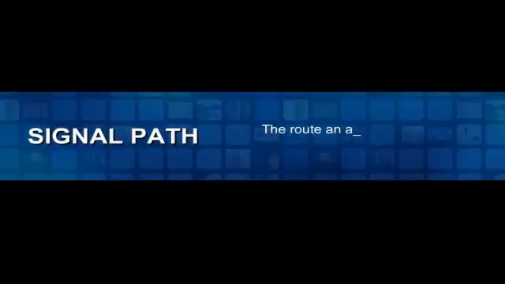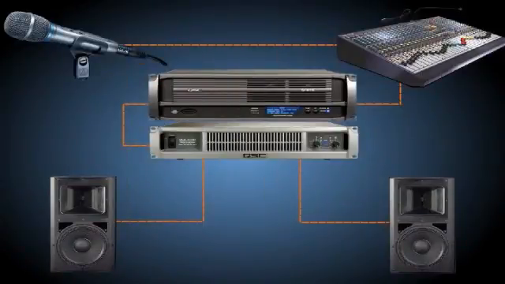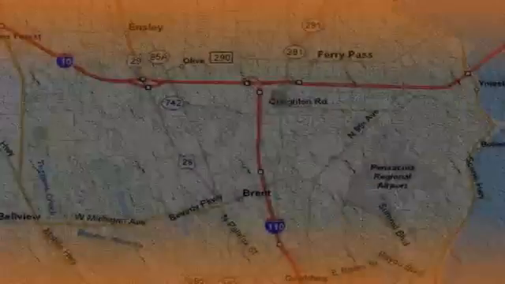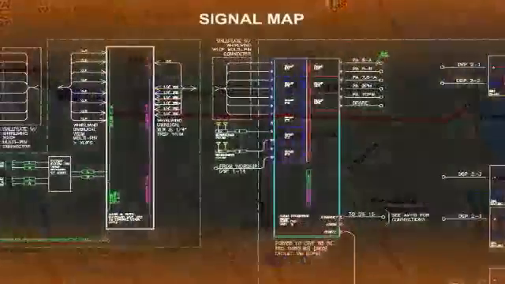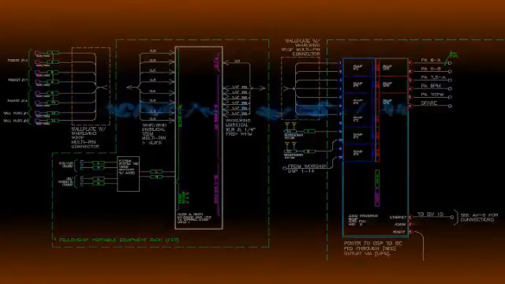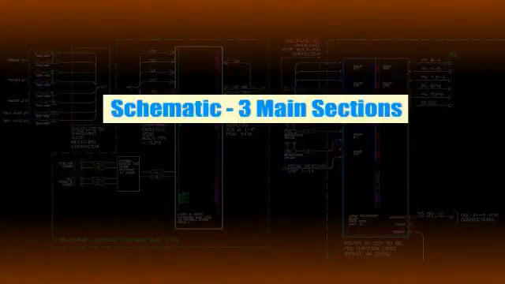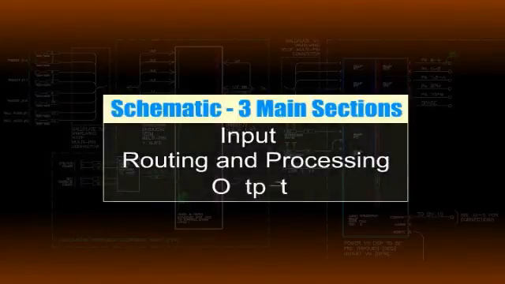Signal path is the route an audio signal travels from the input to the output of a system. Learning how to trace and control this path is critical to understanding the operation of any audio system. An audio system schematic is a signal map that illustrates the route a signal will travel. There are three main sections the schematic can be divided into: input, routing and processing, and output.